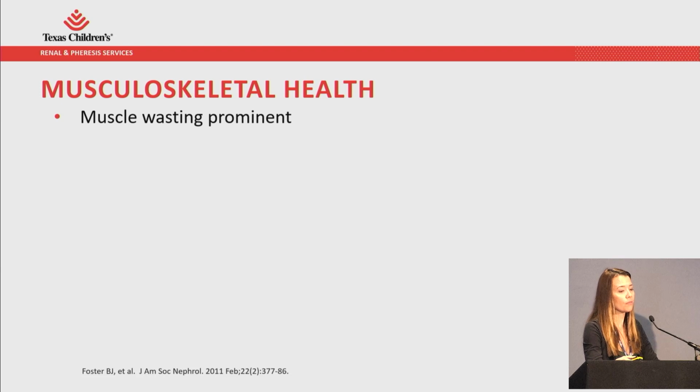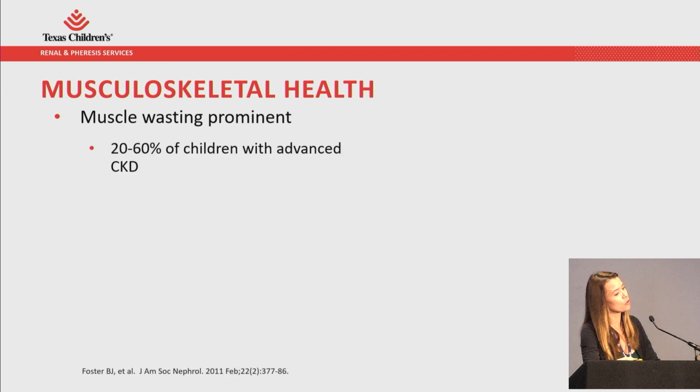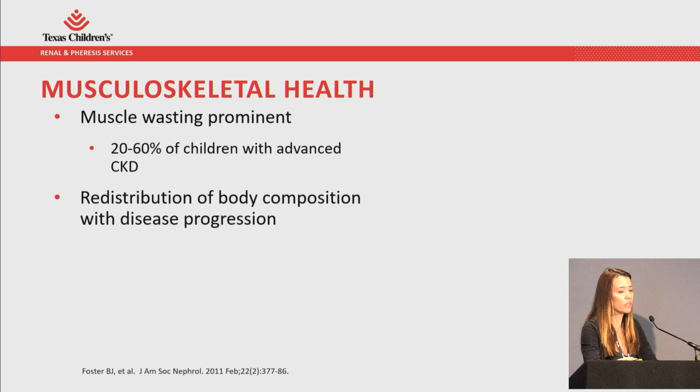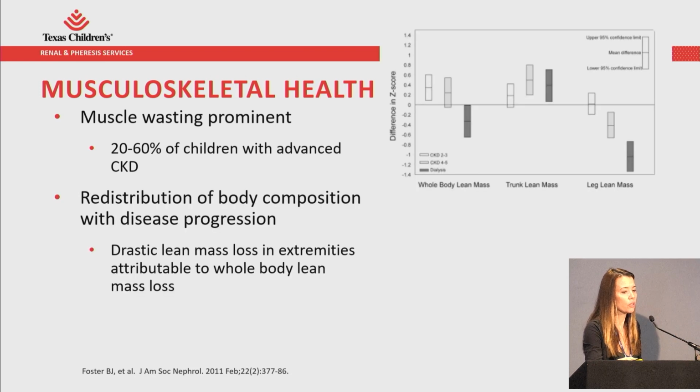Okay, so physical activity is also beneficial for musculoskeletal health. You need physical activity as an anabolic stimulus to promote muscle mass or maintain it. So we all know that muscle wasting is pretty prominent in our patient population, and we see this redistribution of body composition with disease progression, specifically with this drastic lean mass loss in extremities, primarily contributing to whole lean mass losses. So you'll see in this graph up at the top, you have this drastic whole body lean mass loss, but that is driven primarily by extremity lean mass loss, right?